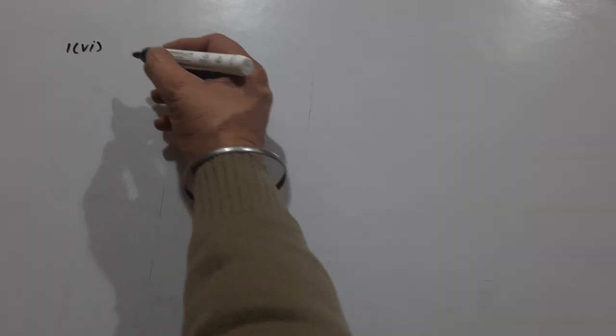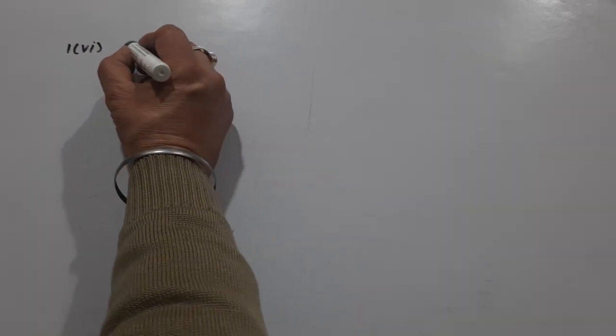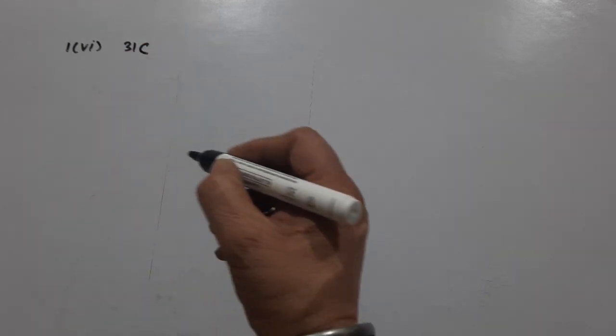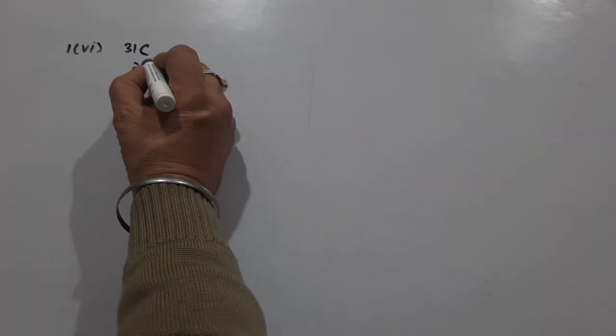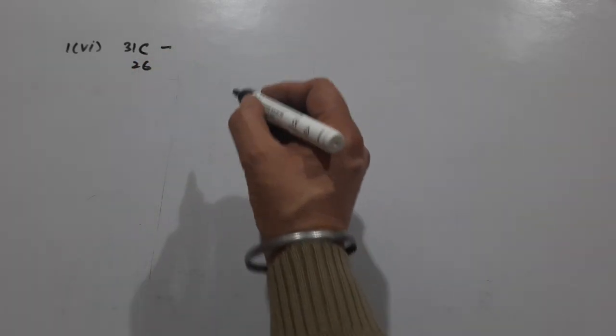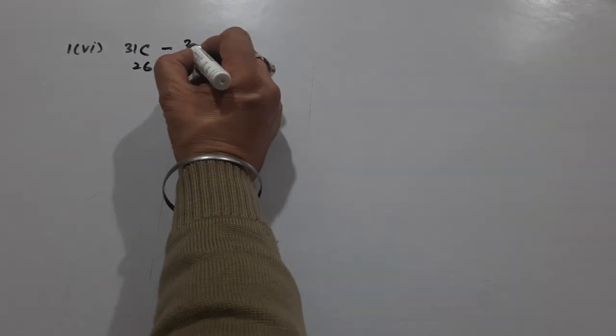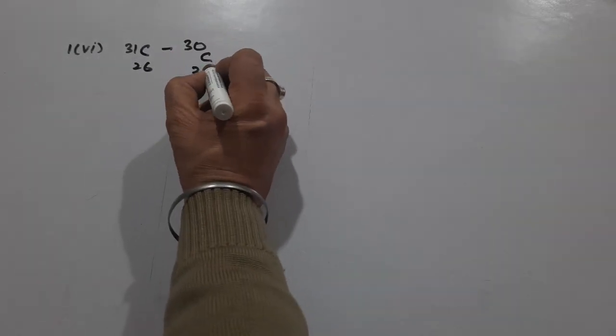Now let us do the first question, sixth part: 31C26 minus 30C26. We have to find the value of 31C26 minus 30C26.